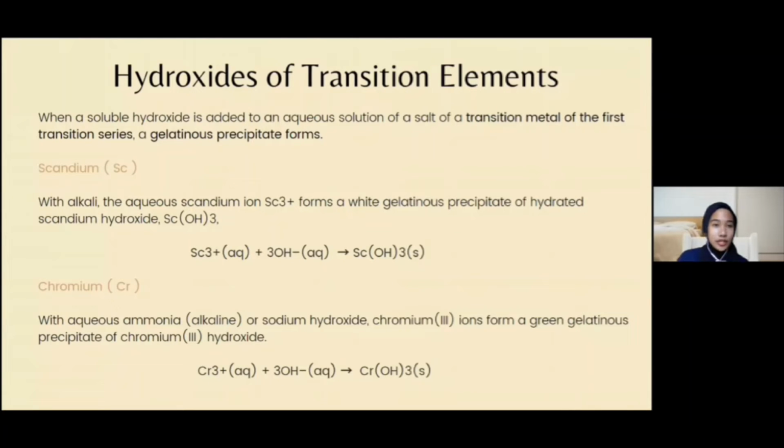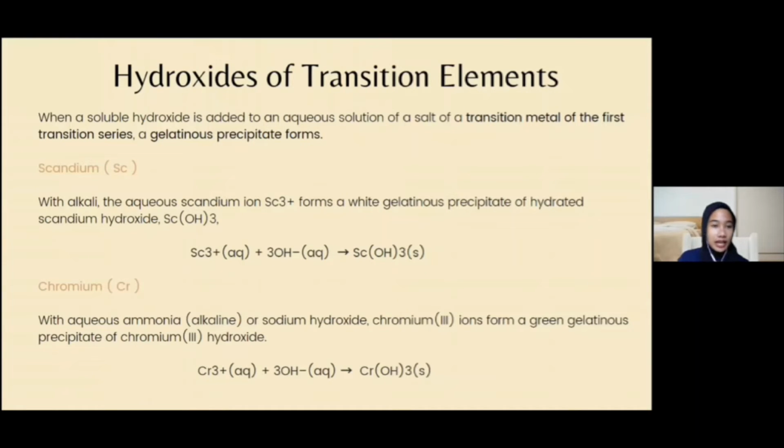Now, I will continue this presentation by explaining about the hydroxides of transition elements. When a soluble hydroxide is added to an aqueous solution with a salt of a transition metal of the first transition series, a gelatinous precipitate forms. So, what is a gelatinous precipitate? A gelatinous precipitate has a jelly-like appearance. Here are some examples for the transition elements of the first series.